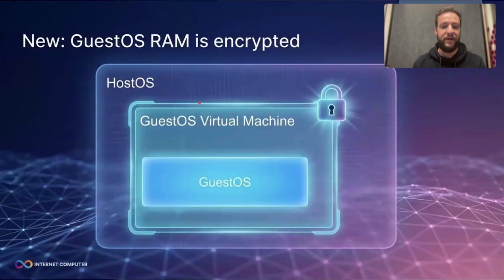Let's start with the RAM encryption. Here I'm showing how the ICOS looks like. We have the host OS, which is running on the bare metal. And inside the host OS, we run the guest OS in a virtual machine. All the important processes, such as the orchestrator, the replica, the Bitcoin integration, and also the canisters, they all run inside the guest OS virtual machine. And now, with SEV, we have added memory encryption, meaning that it's impossible for the host to see what's going on inside the virtual machine.